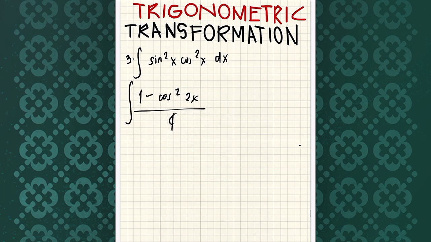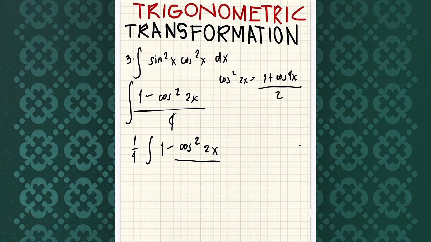So this is what the integral becomes if we substitute that value. Step 3, we have to take out the constant, so 1 minus cos squared 2x. We're still not done because we still have a square of cosine that needs to be simplified again. The value for cos squared 2x will be 1 plus cos 4x over 2, and substitute it here back again.